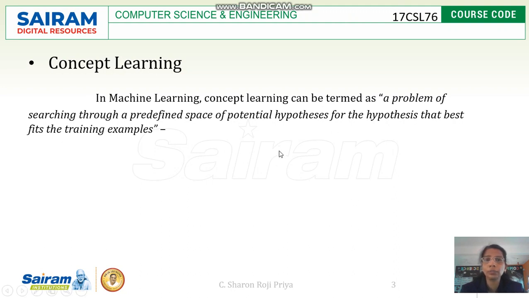Coming to the definition, concept learning can be termed as a problem of searching through a predefined space of potential hypotheses for a hypothesis that best fits the training examples. Hypotheses is plural and hypothesis is singular. The meaning of hypothesis is explanation for something. I have a set of explanations, and from this I select the best one that fits the training examples.